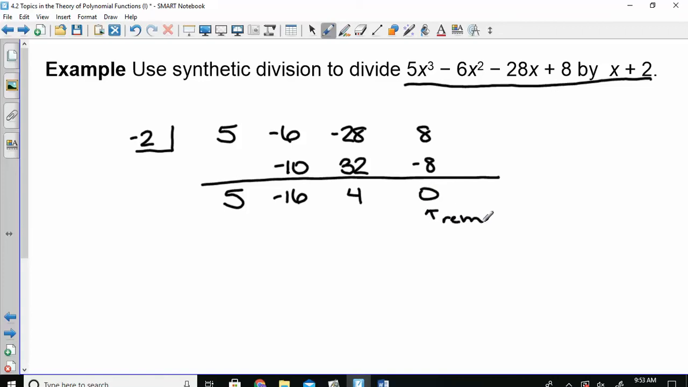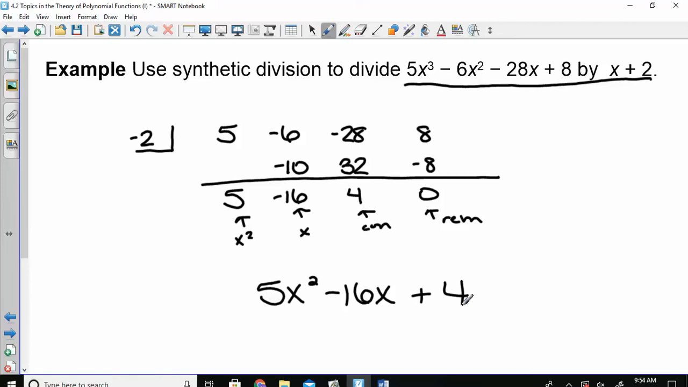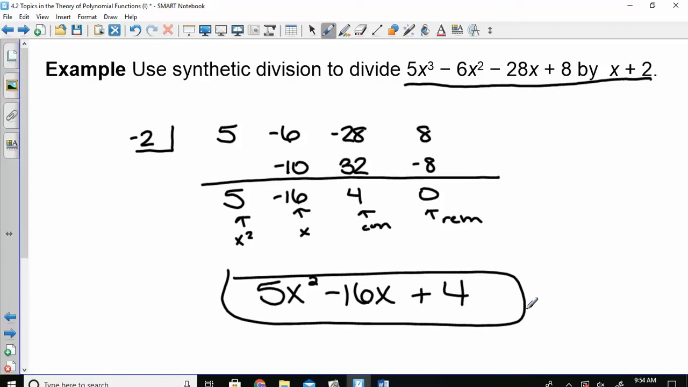So this 0 is my remainder. My constant, this will be an x squared. So my answer is 5x squared minus 16x plus 4. We have no remainder, so we don't have to put that. This one divided evenly. So far, so good?